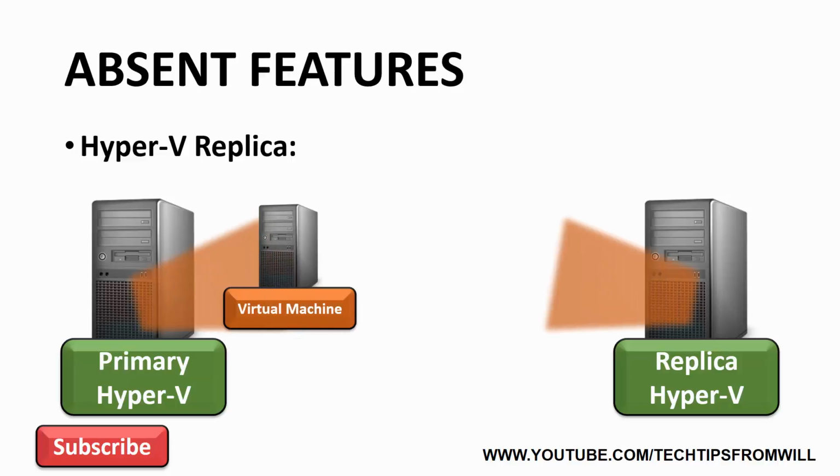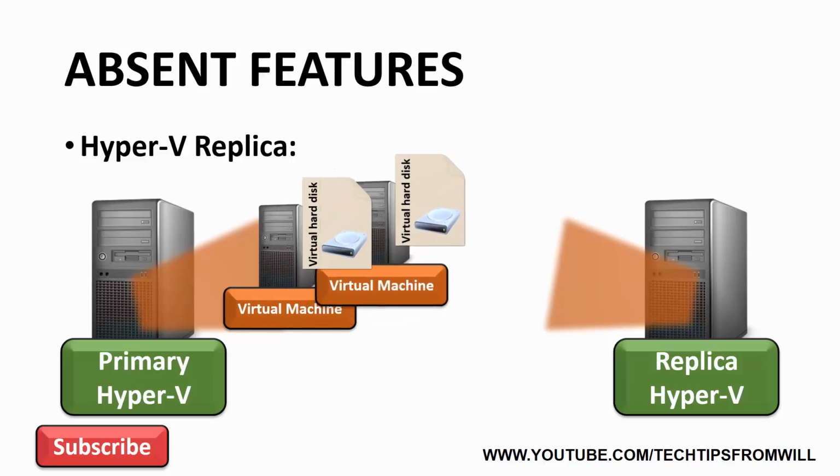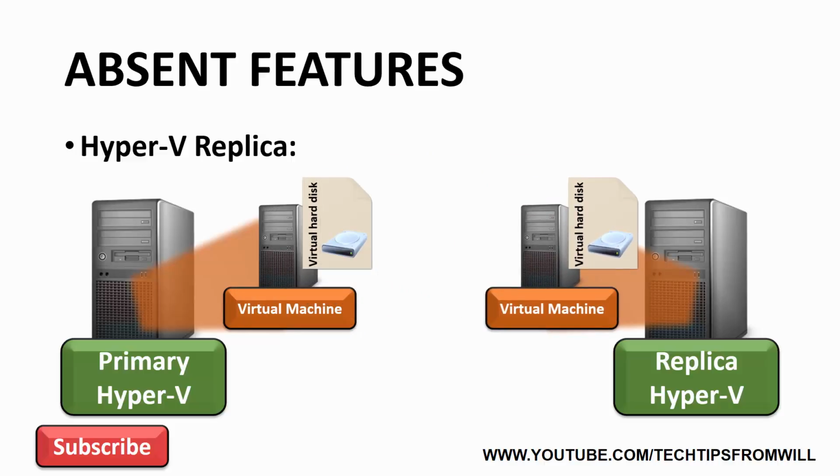The primary server hosts one or more virtual machines. When Hyper-V Replica is run for the first time, the virtual machine, as well as its virtual hard disk, is copied in full from the primary server over to the replica server. All of this can be done whilst the virtual machine remains up and running. When Hyper-V Replica runs again, only the changes made to the virtual machine are copied over to the replica server.